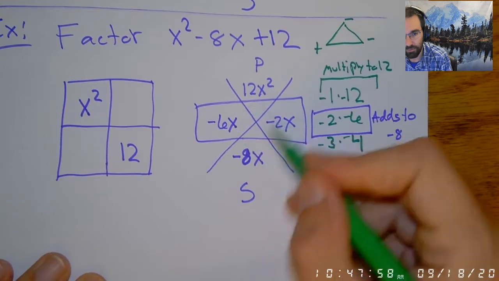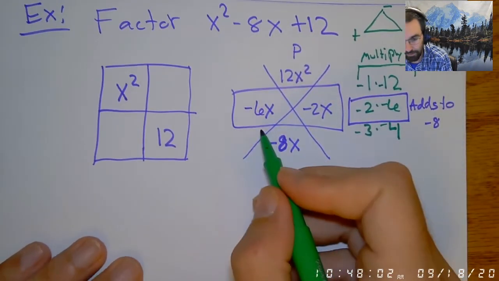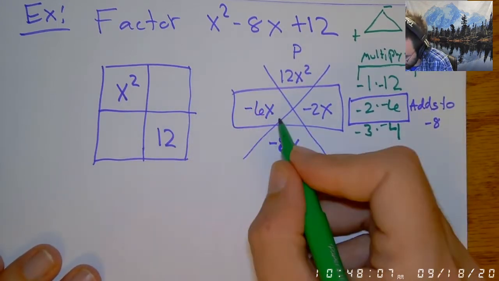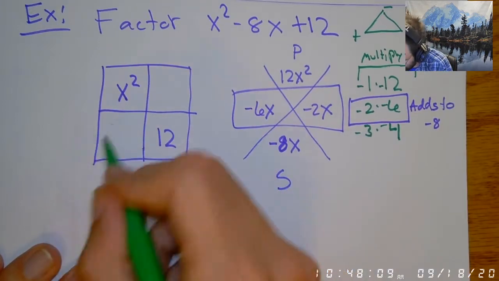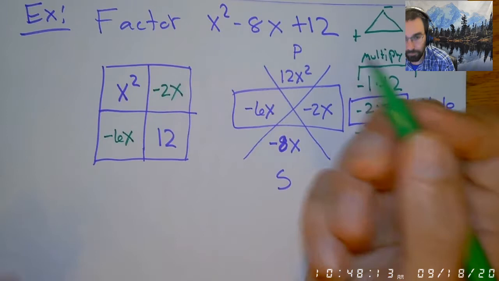Some people are going to get frustrated with this mini game, but once you get good practice on it, it's going to be good. So I'm going to go ahead now and put these over here. It doesn't matter where they go. So I might have negative 6x and negative 2x.